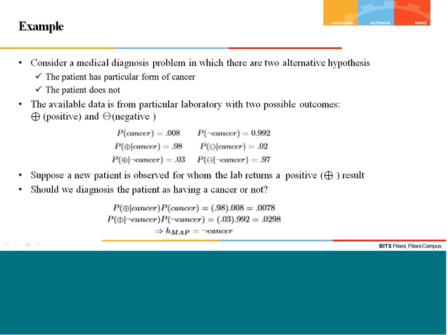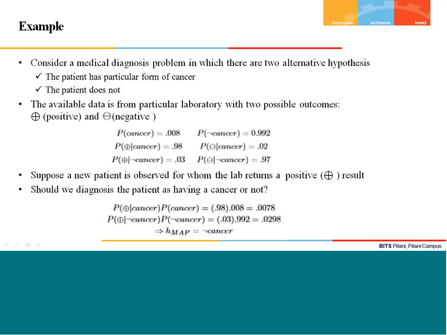This is the same example I already took in yesterday's lecture, but I thought to repeat it for your sake. There is a medical diagnosis problem where there are two alternative hypotheses: the patient has a particular form of cancer, or the patient does not. So the cancer may be present and the cancer may not be present.